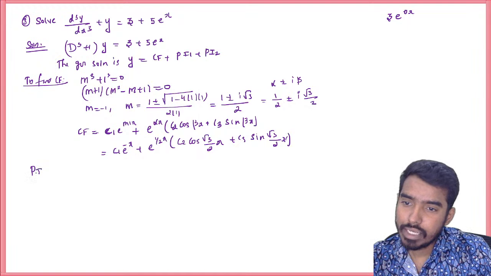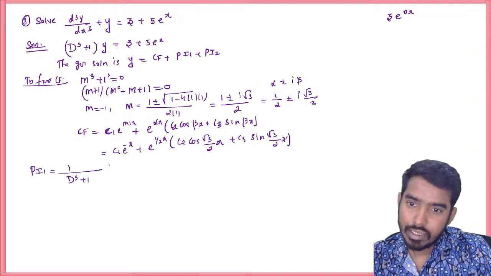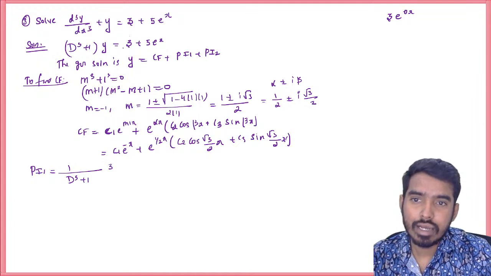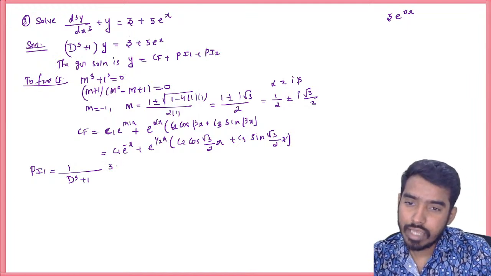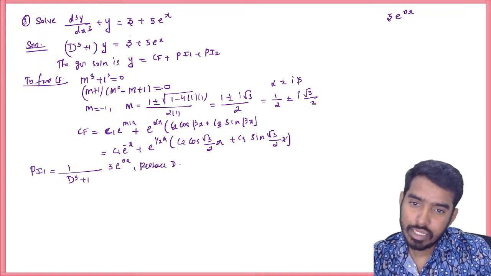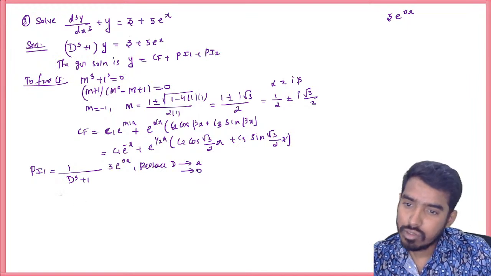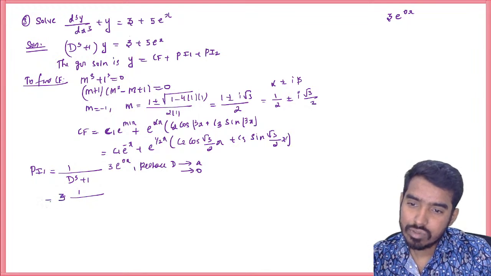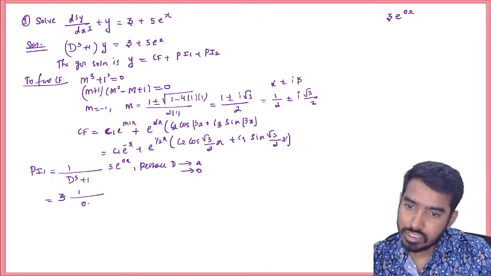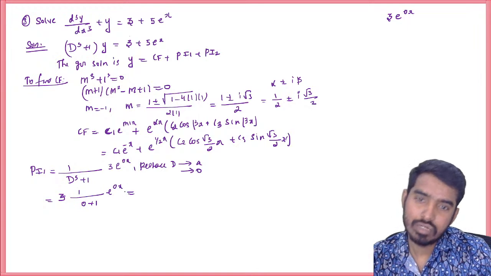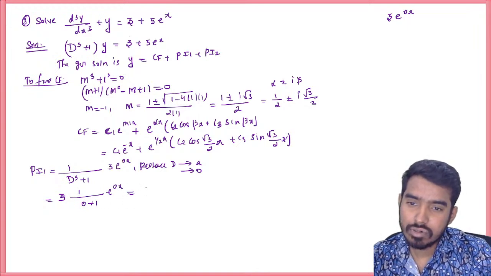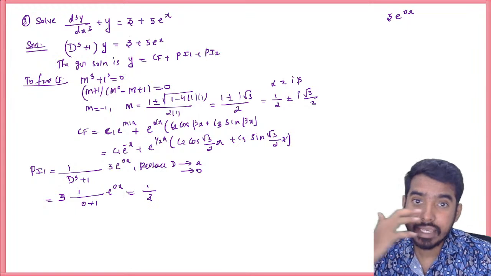Now we will find PI1. What is PI1? 1 divided by f of D into 3, right? This is your RHS for PI. I can write this as 3 e power 0x. So replace D by a, and here a is 0. E power ax, a is 0. This will be 1 divided by, taking this 3 outside, 0 plus 1 into e power 0x. So that means this is non-zero, and 1 by 3 is the PI1 value.